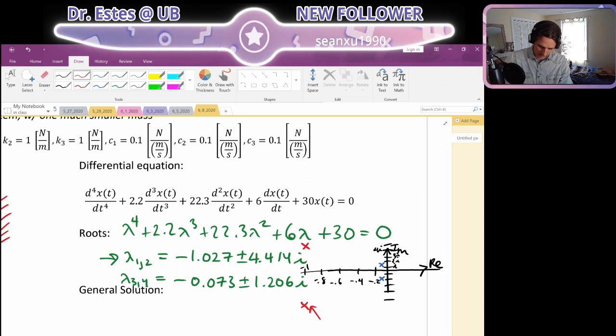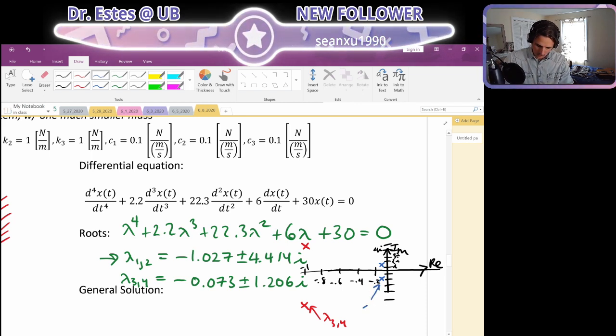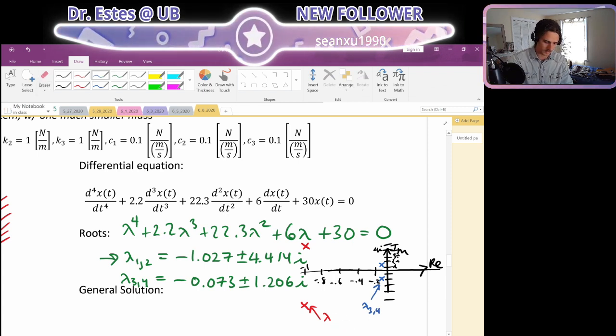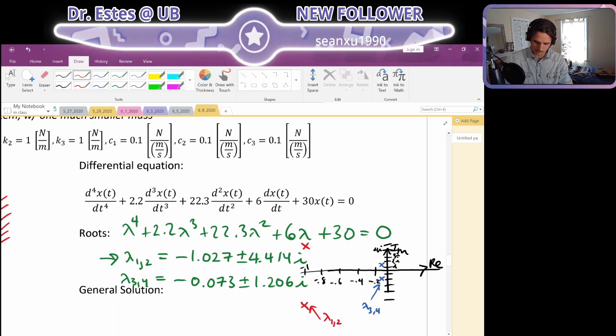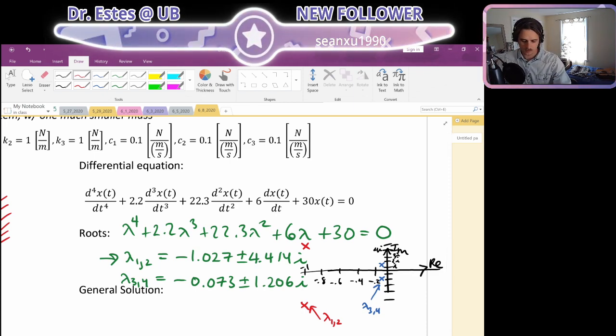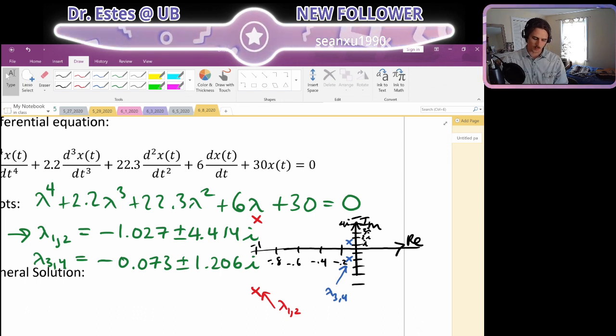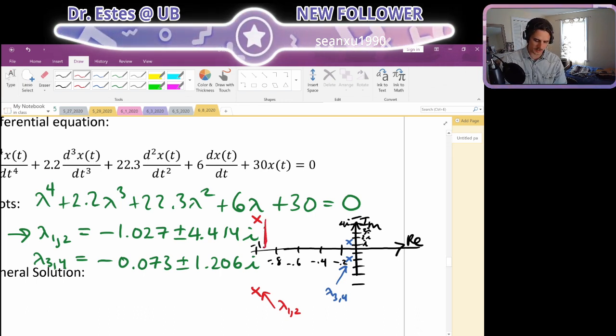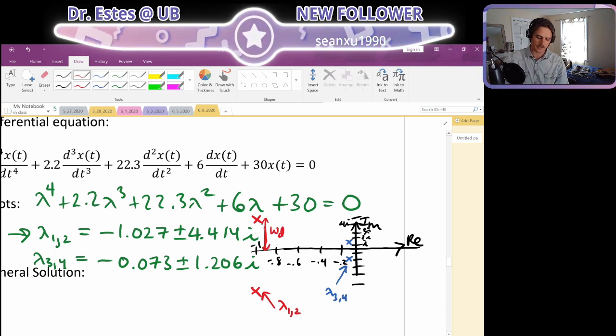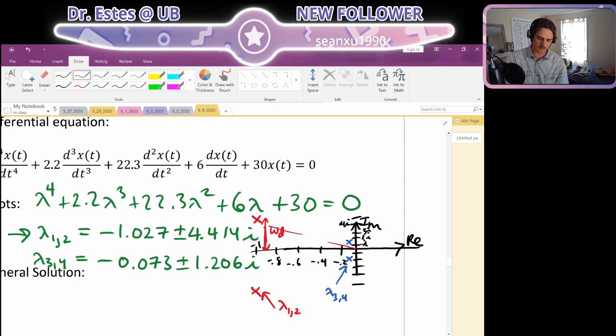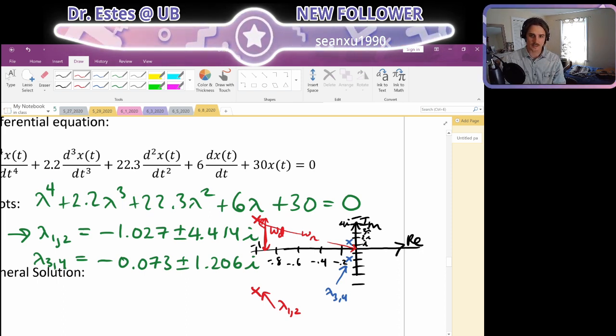So these roots are lambda 3 and 4. No, I messed that up. Those red roots are lambda 1 and 2. All right, so you can tell by looking at the complex plane here. The red roots have a higher damped natural frequency, so that's just the imaginary part of the root. They have a higher natural frequency, which is the distance from the origin. It looks like they have a higher damping ratio because they have a smaller angle relative to the minus real axis.